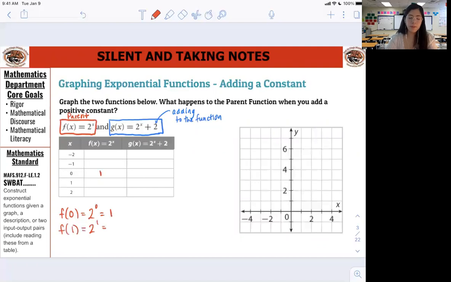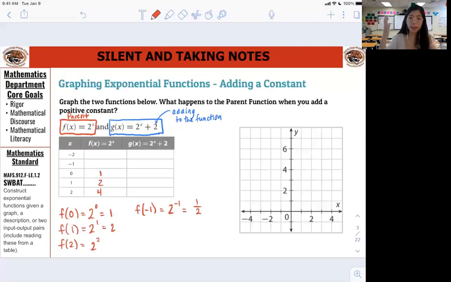2. Nothing changes. And then f of 2. 2 to the power of 2. 4. Good. Okay, now let's work backwards. Let's do the negatives. 2 to the power of negative 1. 0.5, or 1/2.